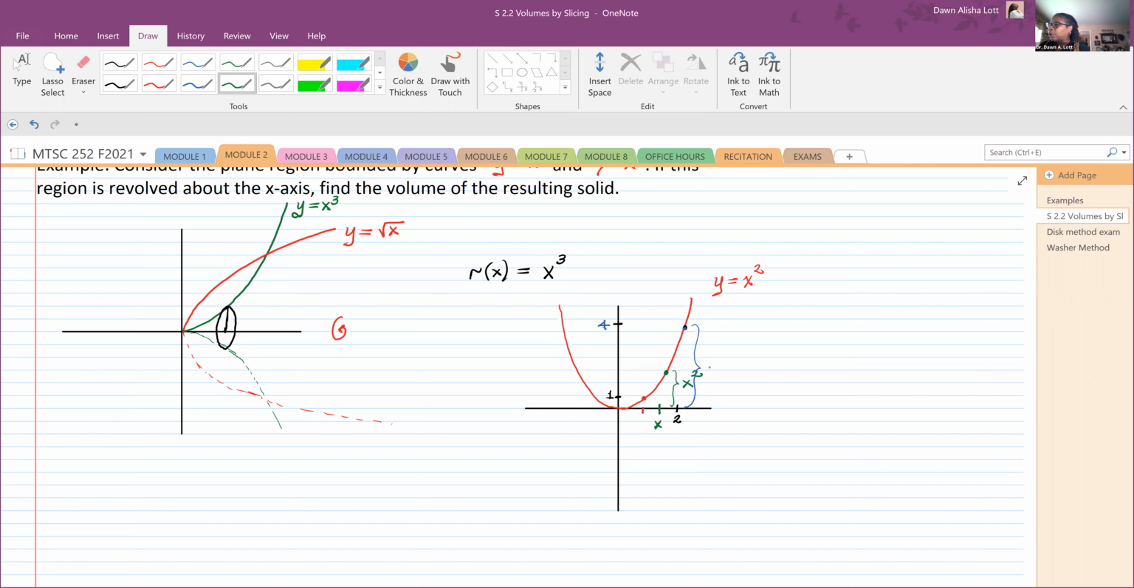So let's go back over to this picture now. I chose an arbitrary x and I went up to this curve. So I'm on the curve y equals x cubed. So this height, which is my radius, is x cubed.